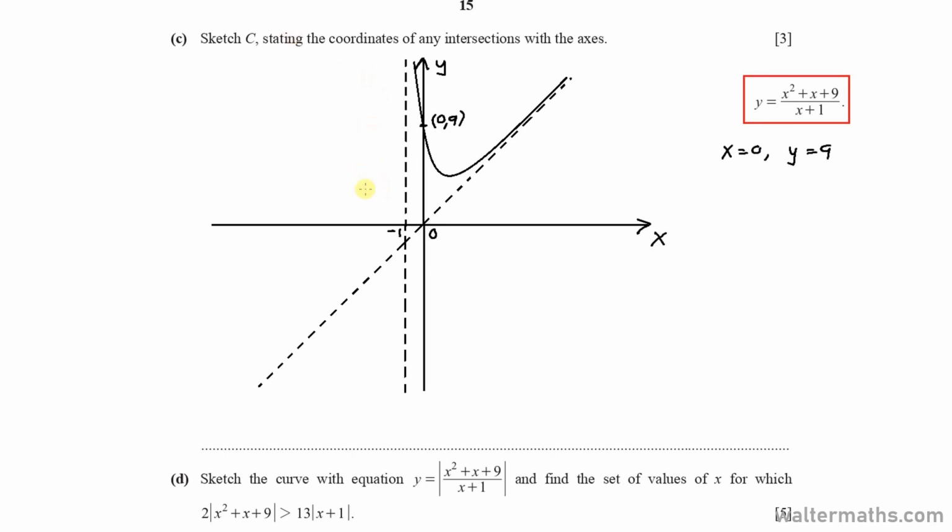We are going to plot out the other part of the graph, which has a maximum stationary point, and here it is. Alright, so now we have the graph, and we can scroll down to part D.